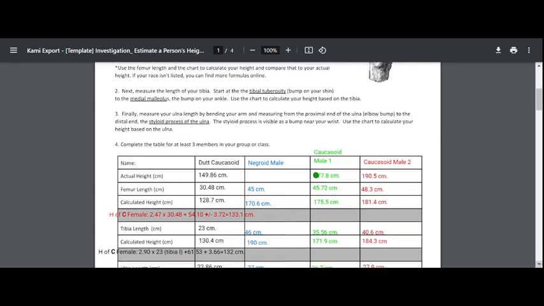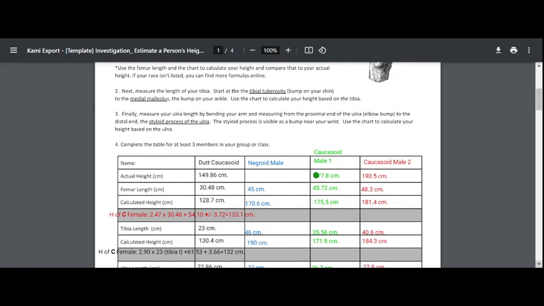So you're going to use the femur length and the chart to calculate your heights and compare that to your actual height. If your race isn't listed, you can find more formulas online. Next, measure the length of your tibia. Start at the tibial tuberosity, the bump on your shin, to the medial malleolus, the bump on your ankle. Use the chart to calculate your height based on the tibia.